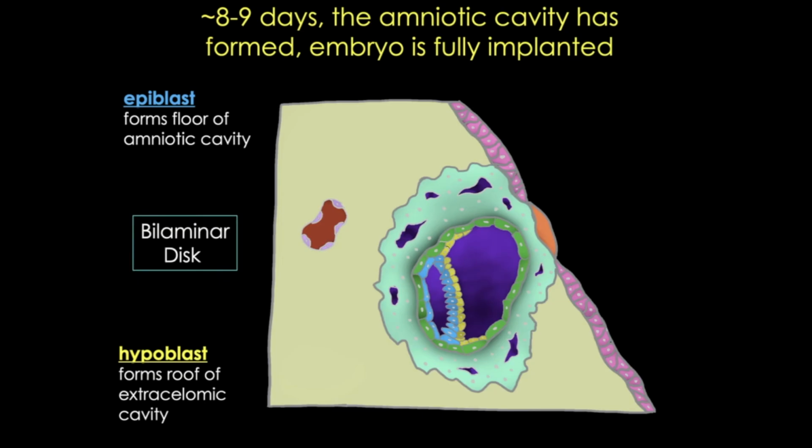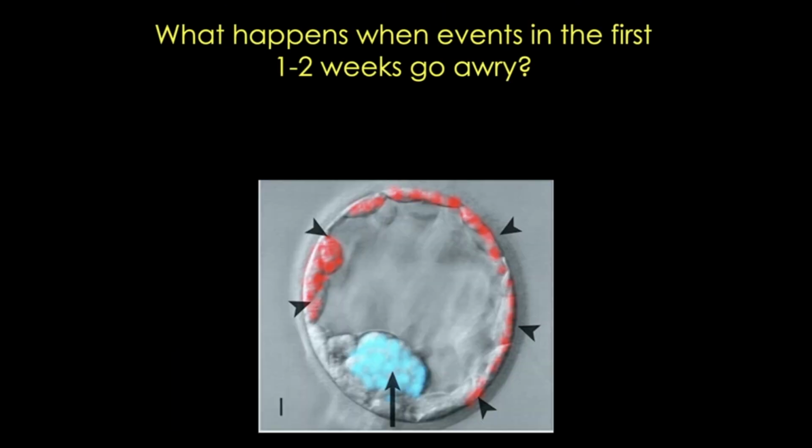At this stage, a little over a week of development, and of course because embryologists like to name things, we call the embryoblast the bilaminar disc because now it has 2 layers. Well, I've just gone over a lot of steps pretty quickly, and you can see that this is a fairly complex process. Now, what happens when events in this first 10 days or so go awry?